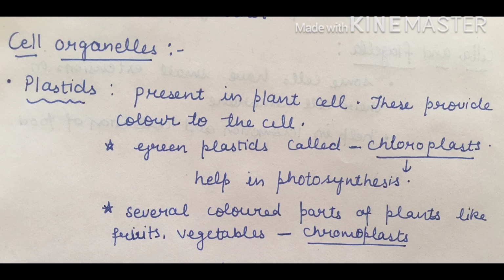Another one is chromoplasts. Several colored parts of plants like fruits, vegetables and flowers are colored due to the presence of chromoplasts within the cell. So two types of plastids are there. One is chloroplast, another one is chromoplast. Chloroplasts are responsible for the green color, while for other colors there is a chromoplast.